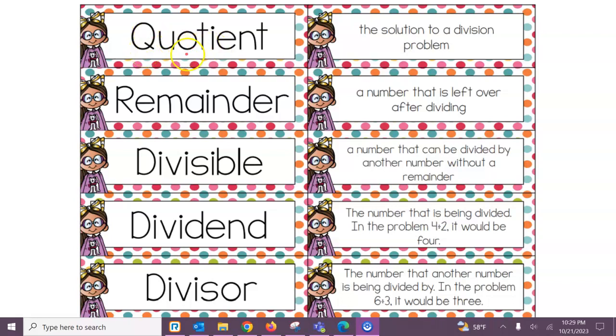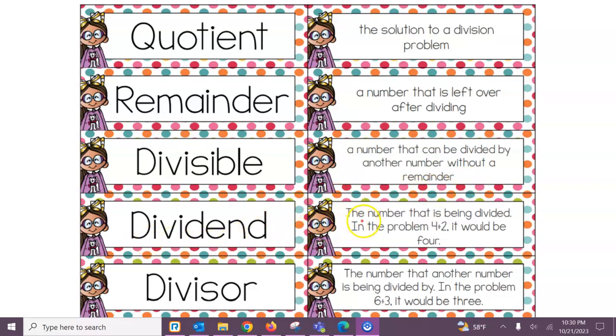Let's learn to divide. First, let's learn some important words that we need to know for division. A quotient is the solution or the answer to a division problem. A remainder is a number that is left over after dividing. Divisible means that a number can be divided by another number without a remainder.